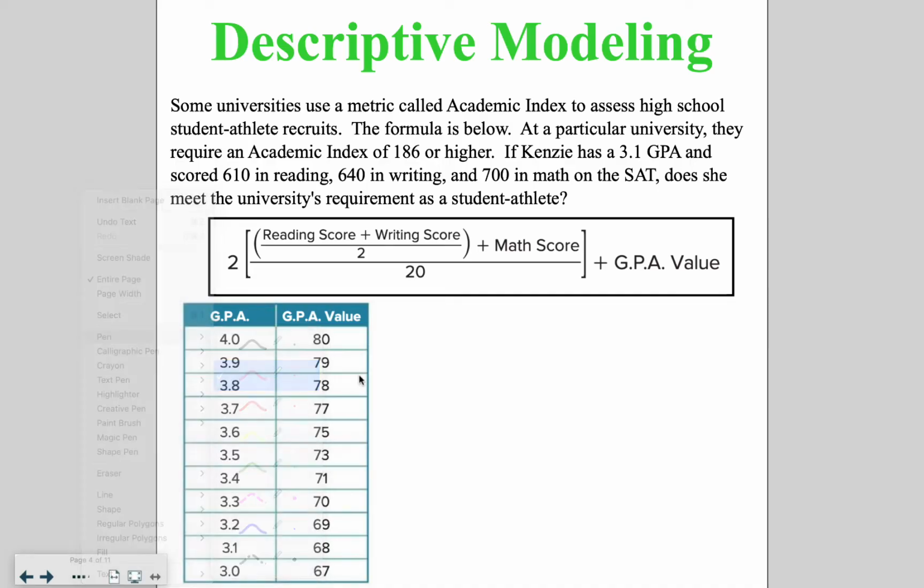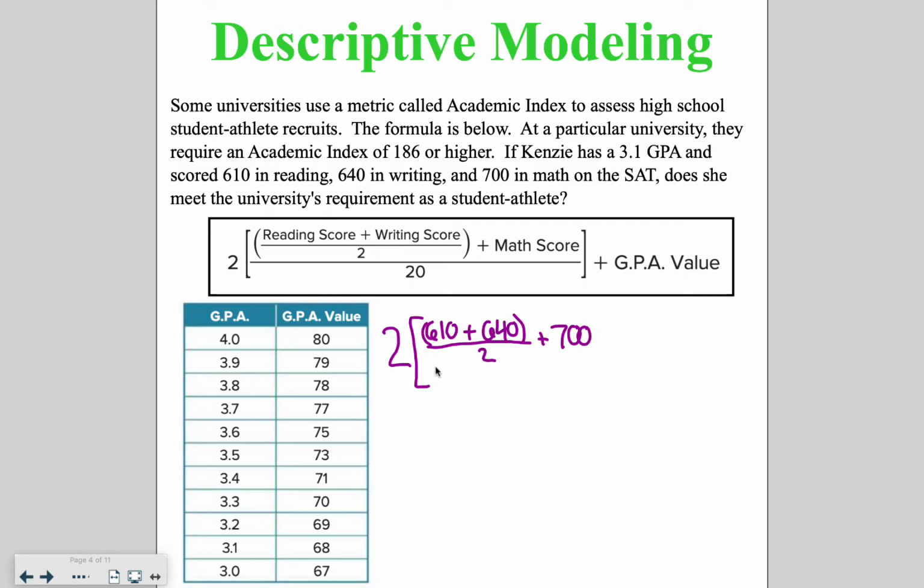So we're going to start by filling in our formula. I'm going to have 2 times the quantity of her reading score, which is 610, plus her writing score, which is 640. That's going to be in parentheses, divided by 2. Plus the math score, which is 700, and that whole thing gets divided by 20, closing that bracket, and then adding on her GPA value. We come down to 3.1, and her GPA value then is calculated in at 68. Now we want to go ahead and solve.